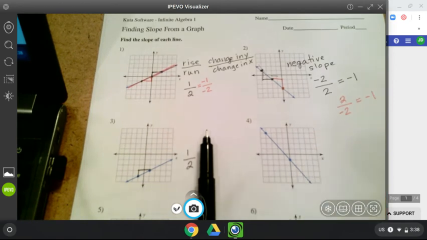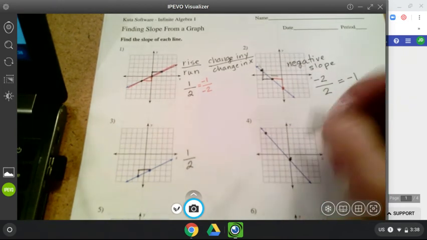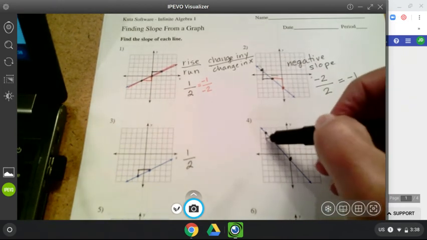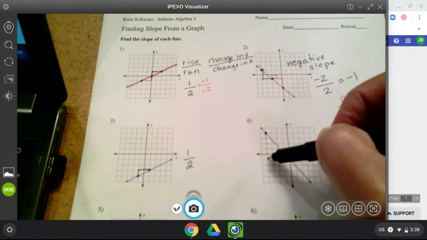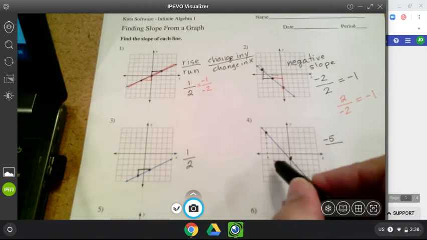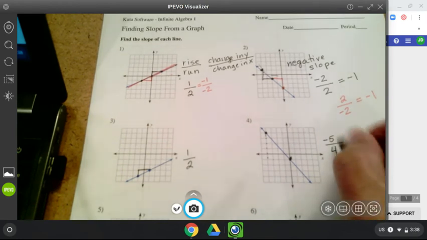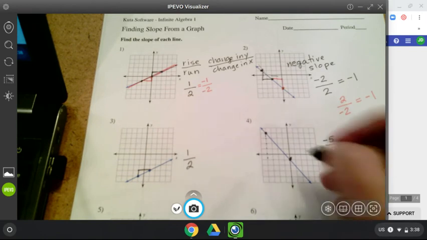Number 4 is also a negative slope. And if I start at this point up here, I can go down 1, 2, 3, 4, 5. So I went in a negative direction 5 spaces, and then 1, 2, 3, 4, a positive direction 4 spaces. So that would be a negative slope. -5/4 is our slope for this.